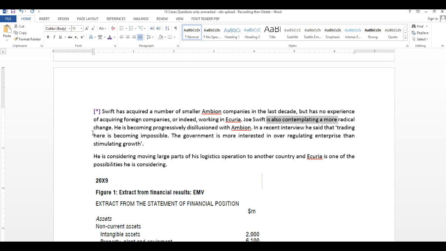Joey Swift is also contemplating a more radical change. He is becoming progressively disillusioned with Ambion. In a recent interview, he has said that trading here has become impossible. The government is more interested in over-regulating the enterprise rather than stimulating growth. He is considering moving a part of his operations to the country of Ukraine. Ukraine is one of the possibilities he is considering. So he wants to actually move from this country to another country for part of his operations. So these are the main points that we could actually get.